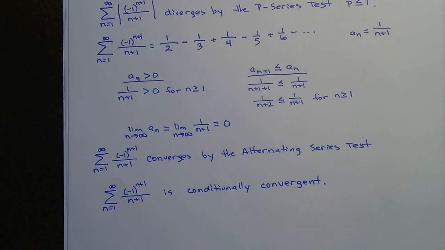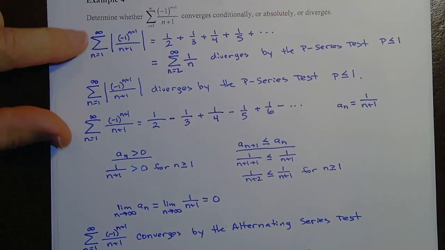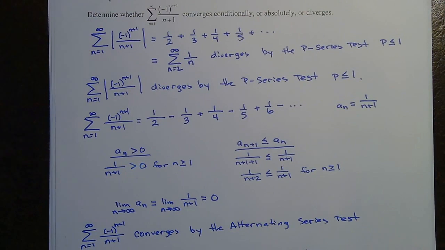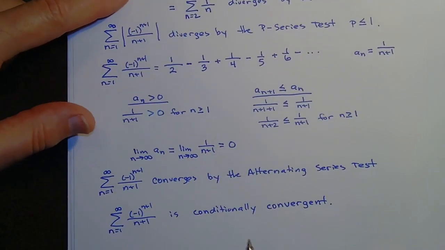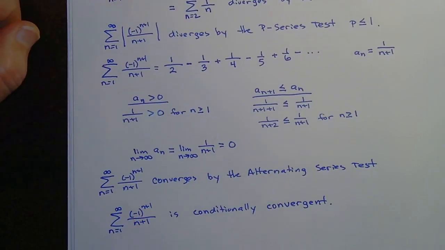All right, so again, that's how you show conditionally convergent. You check the absolute value of it, see if that one works. If this original one was convergent, we'd be done. Okay, and that's always good, right? But if it diverges, if we can show that that diverges, then we need to go back and check the original series still.